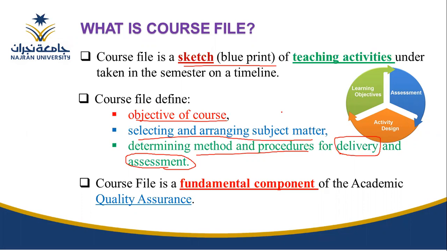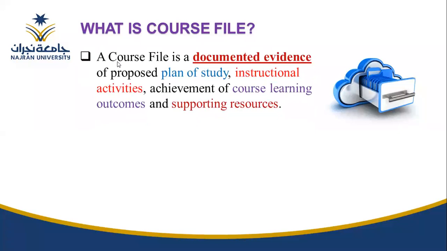So we have three things here: the learning objective, the activity design, and the assessment. So the course file contains the record of all these things. The course file is also a documented evidence of the proposed plan of study, and it contains the instructional activities and achievement of course learning outcomes and all supporting resources.